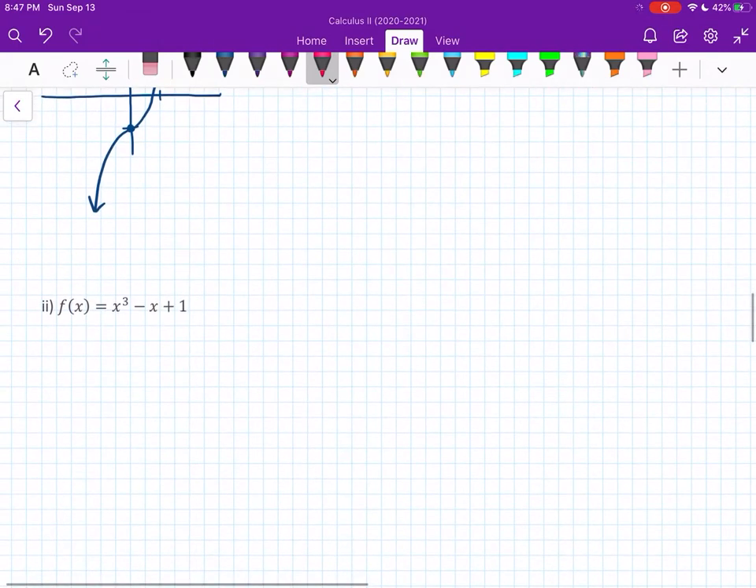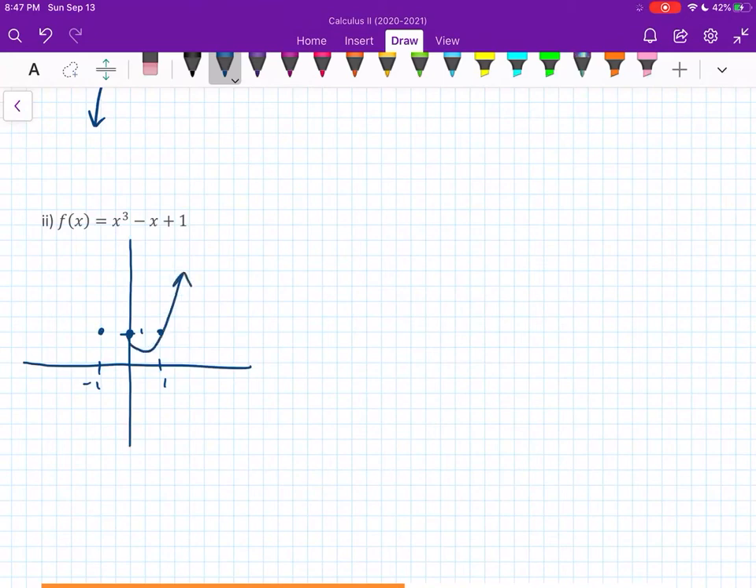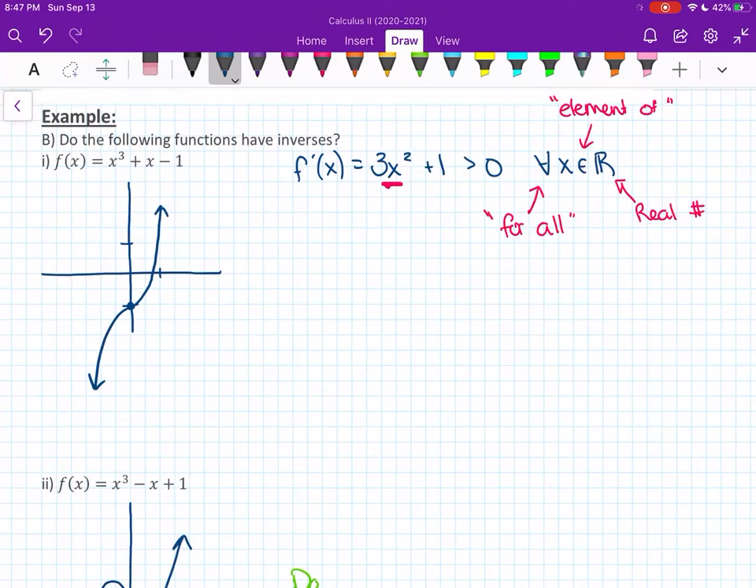Okay, next function is x cubed minus x plus 1. If we graph this one, it has a y-intercept of positive 1. It also goes through the points (1, 1) and (-1, 1), and looks something like this. If I do my good old friend, the horizontal line test, on this one, it does not pass. Oops, I forgot to even put my answer for the first one. My goodness, I got so excited.